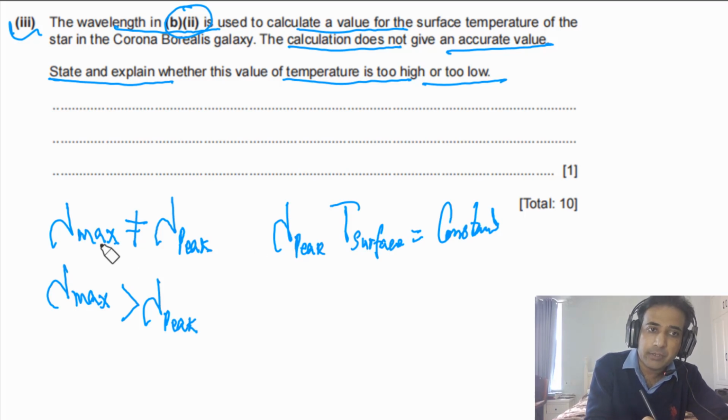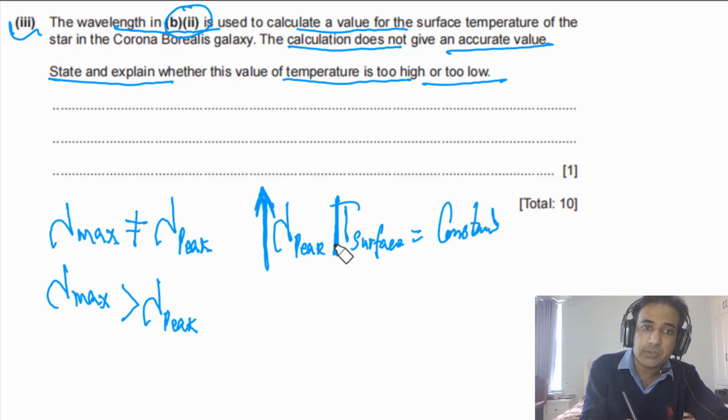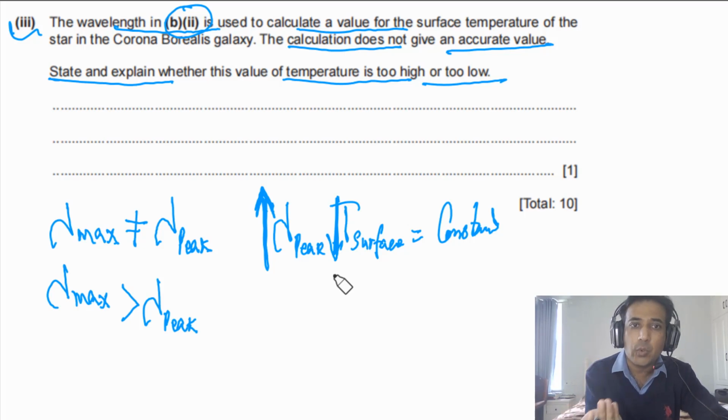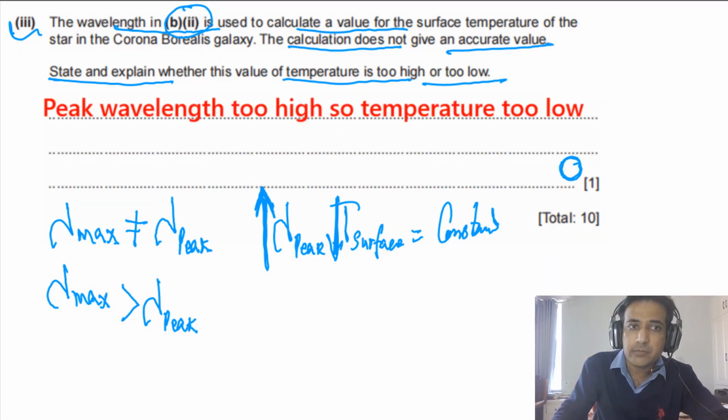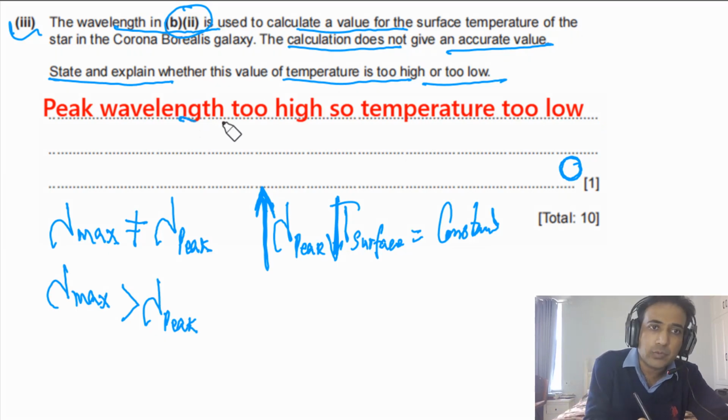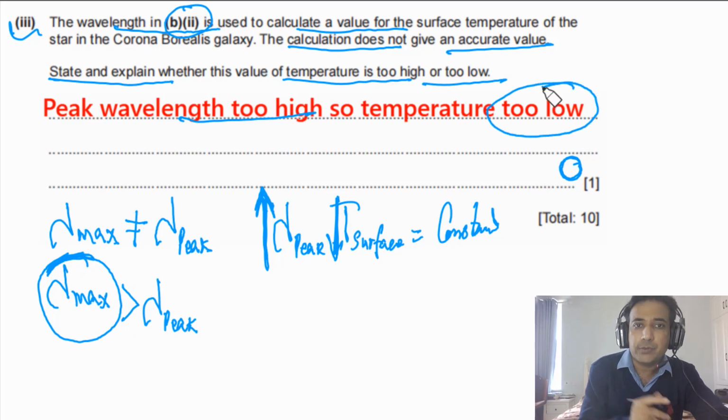So if we assume lambda peak is equal to lambda max, for example, this value will be very high. We're using the maximum possible value of lambda. So it means the surface temperature of the star, based on this calculation, has to be very low. This one point simply you need to write down. So how can we write down the answer? We can simply say the peak wavelength is too high, meaning we are using this value for the peak wavelength, so temperature will be too low. If you say temperature will be low because peak wavelength is too high, you will get 1 mark.